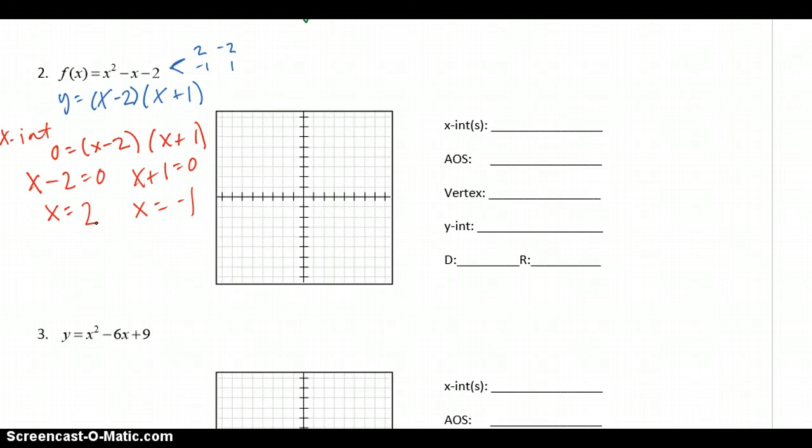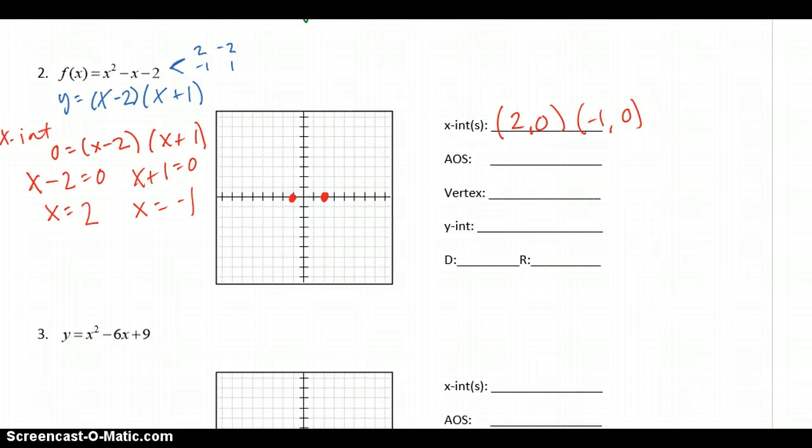Again, our x-intercepts are points, so we're going to write them as points. So we'll have our points are 2, 0, and -1, 0. And we can put both of these on our graph. So I'm going to graph 2, 0, then graph -1, 0, both along the x-axis.